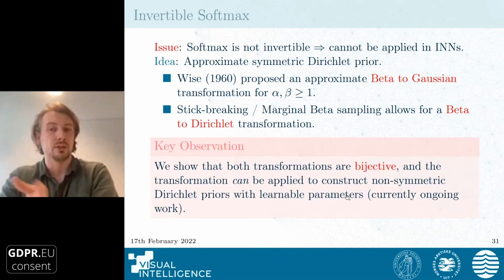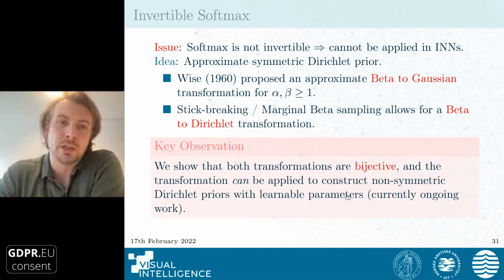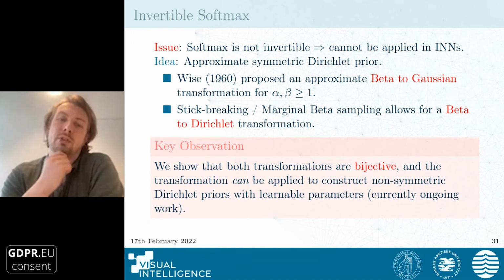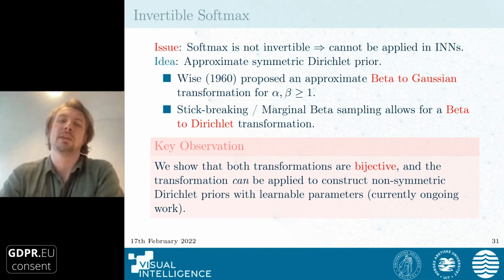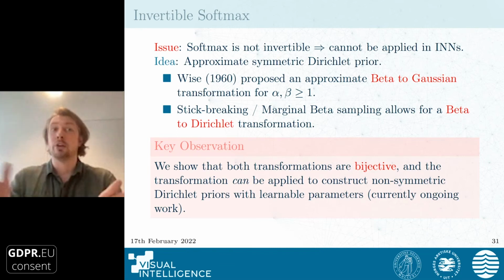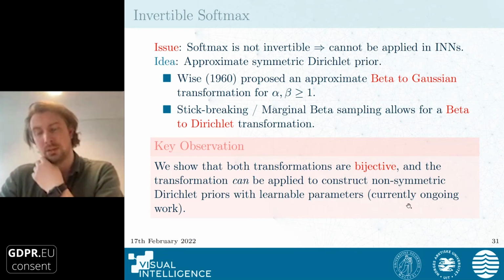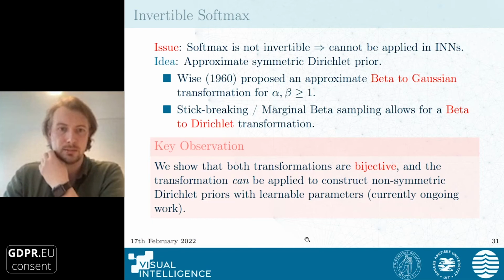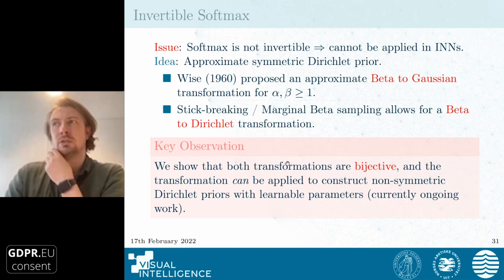And we show that both of these are bijective. And this transformation can also be applied to construct non-symmetric Dirichlet priors, meaning that the alpha of the Dirichlet distribution can be learned. This is something that we're currently still working on, and not something that we added in the thesis. But for our purposes, in terms of these invertible encoders, we only wanted to have a symmetric approximation to the softmax, which was invertible.